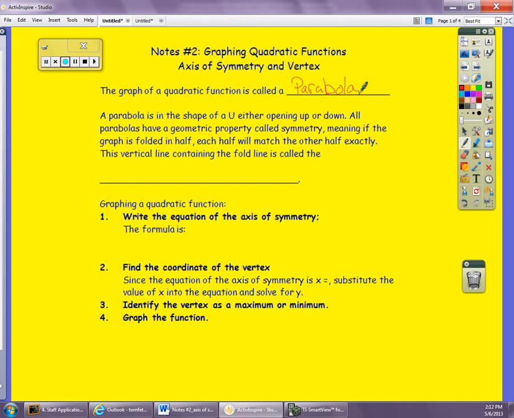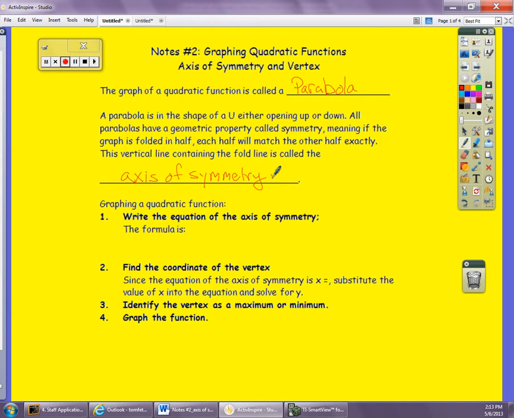Now, all of the parabolas have a geometric property called symmetry, meaning if the graph's folded in half, each half will match the other half exactly. So it'll fold on top of the other side. If you fold the graph in half, one side's going to match right up to the other side. Now, this vertical line containing the fold line is called the axis of symmetry.